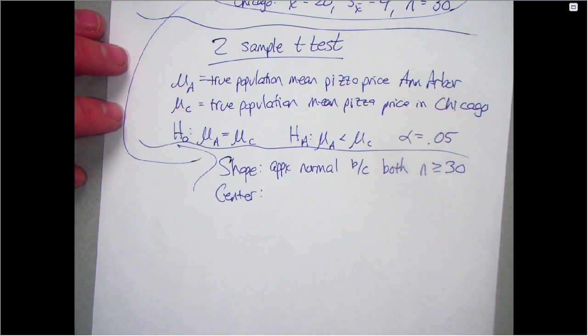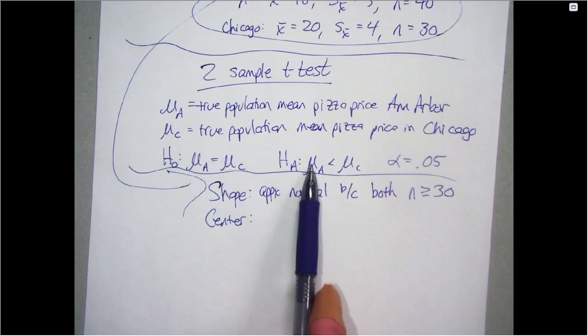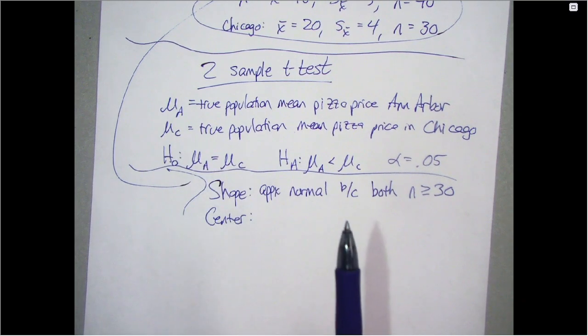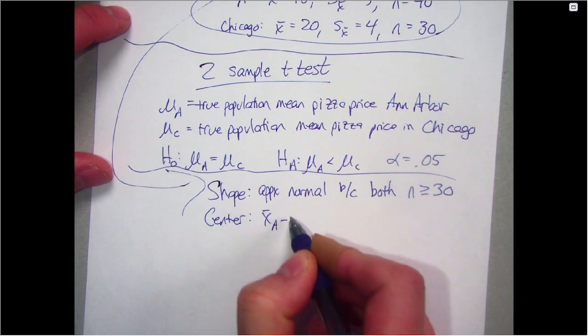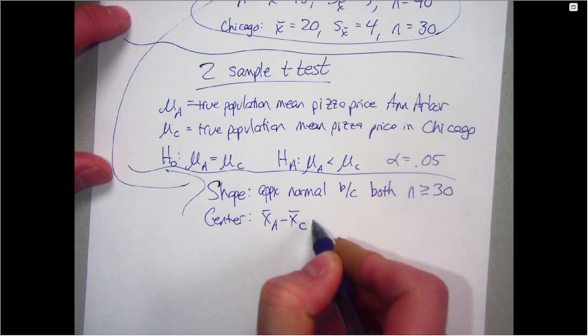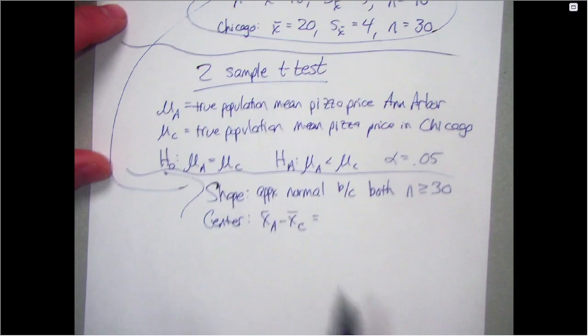The center, we kind of get to decide right now which order we want to do it. Because I didn't put a subtraction up here, I just said they're equal. But we are combining, so we're going to be subtracting. So I'm going to do x bar A minus x bar C. I'm just deciding the order I'm going to subtract: Ann Arbor minus Chicago.